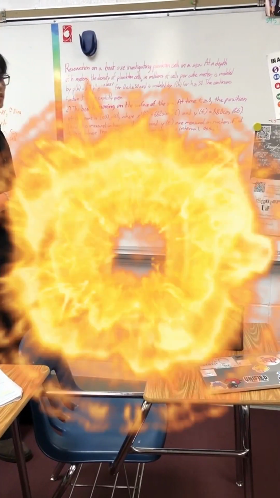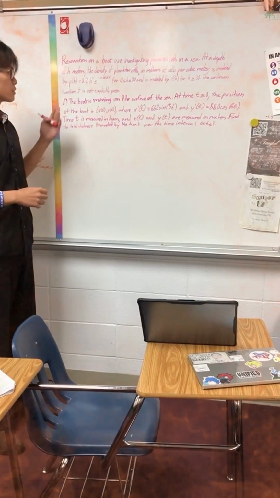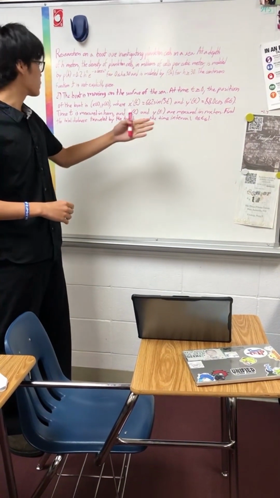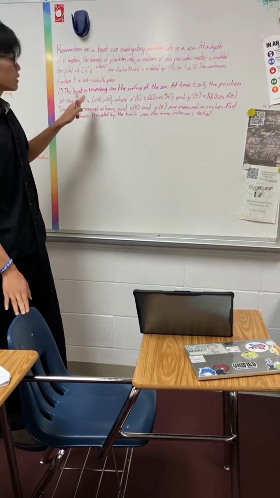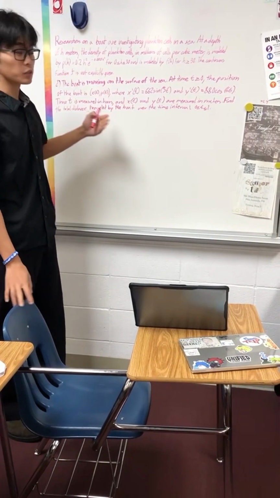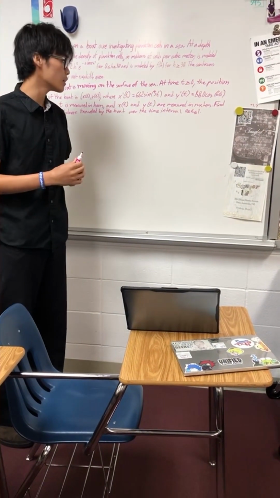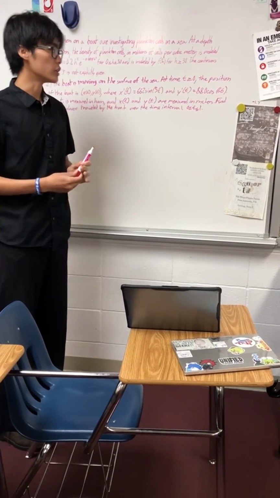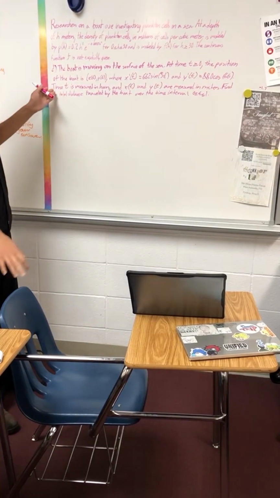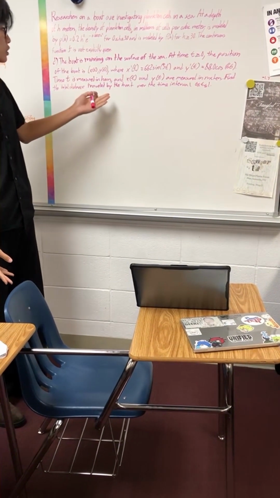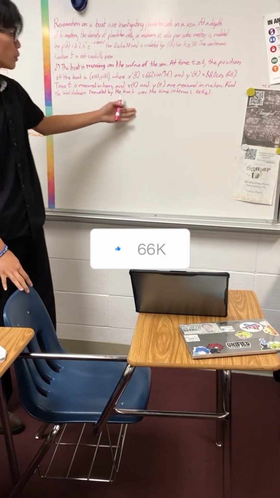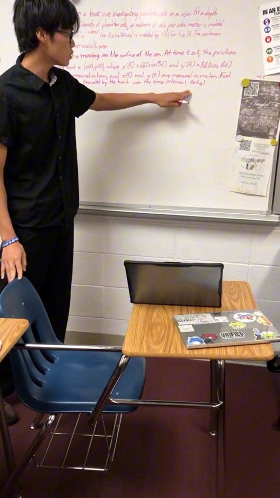We are given that a boat is moving on the surface of the sea, and at time t greater than 0, the position of the boat is given at the point x of t, y of t, where x prime of t is 662 sine 5t, and y prime of t is 880 cosine 6t. Time t is measured in hours, and x of t and y of t are measured in meters. We're asked to find the total distance traveled by the boat over the time interval from 0 to 1 hour.